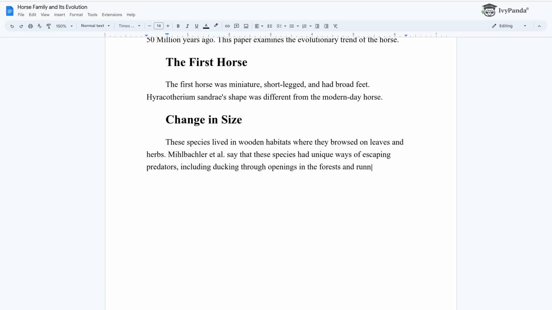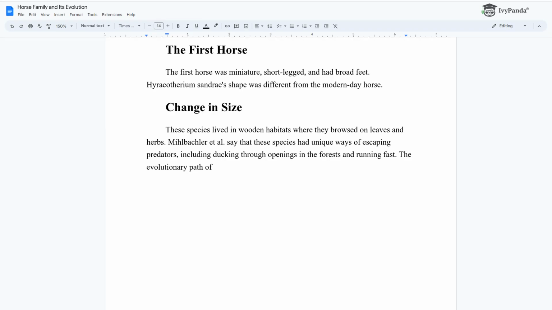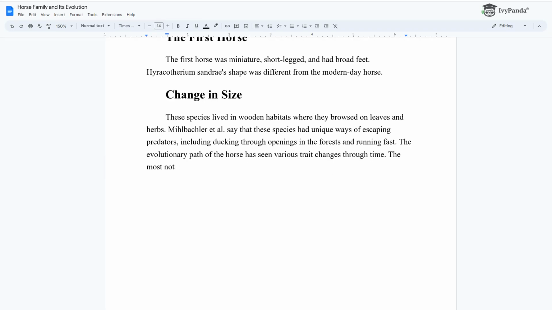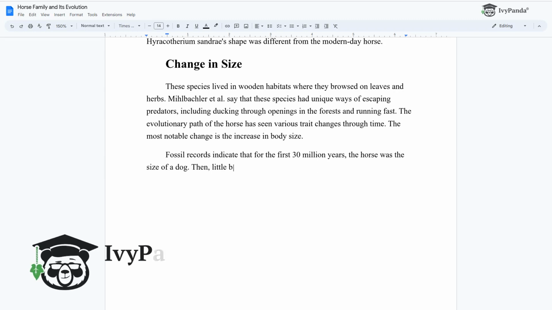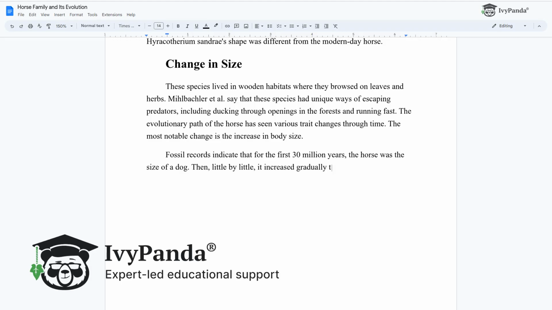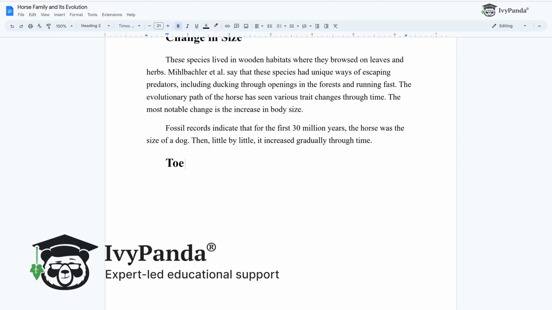and running fast. The evolutionary path of the horse has seen various trait changes through time. The most notable change is the increase in body size. Fossil records indicate that for the first 30 million years, the horse was the size of a dog. Then, little by little, it increased gradually through time. Toe reduction.